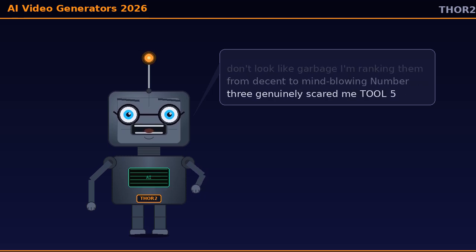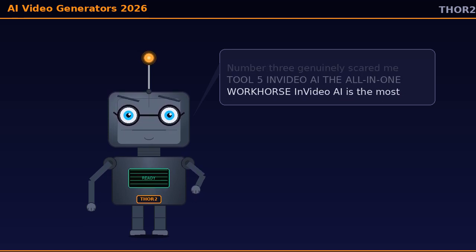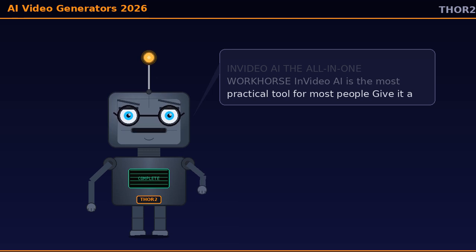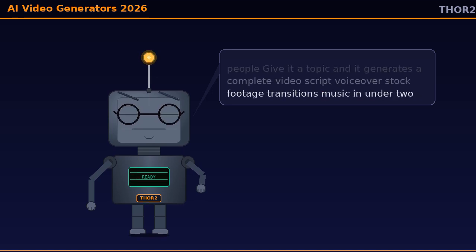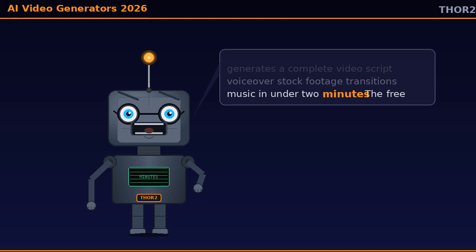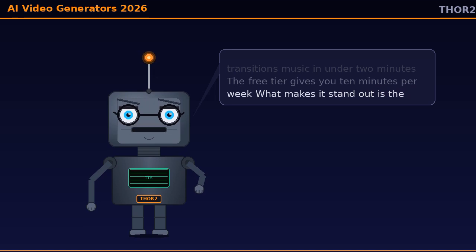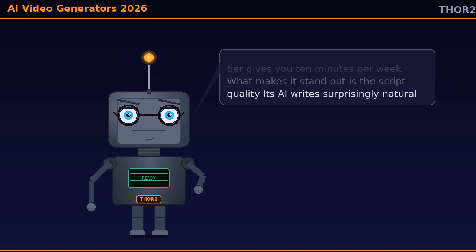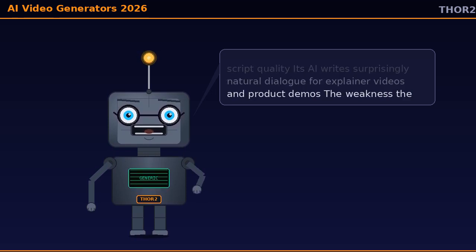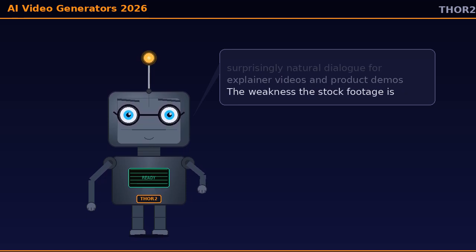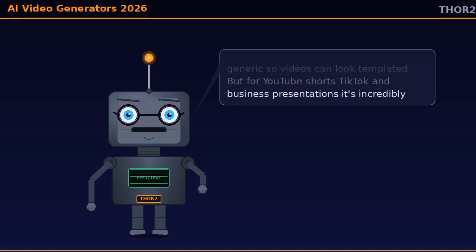Tool 5, InVideo AI. The all-in-one workhorse. InVideo AI is the most practical tool for most people. Give it a topic, and it generates a complete video, script, voiceover, stock footage, transitions, music in under 2 minutes. The free tier gives you 10 minutes per week. What makes it stand out is the script quality. Its AI writes surprisingly natural dialogue for explainer videos and product demos. The weakness, the stock footage is generic, so videos can look templated. But for YouTube Shorts, TikTok, and business presentations, it's incredibly efficient.